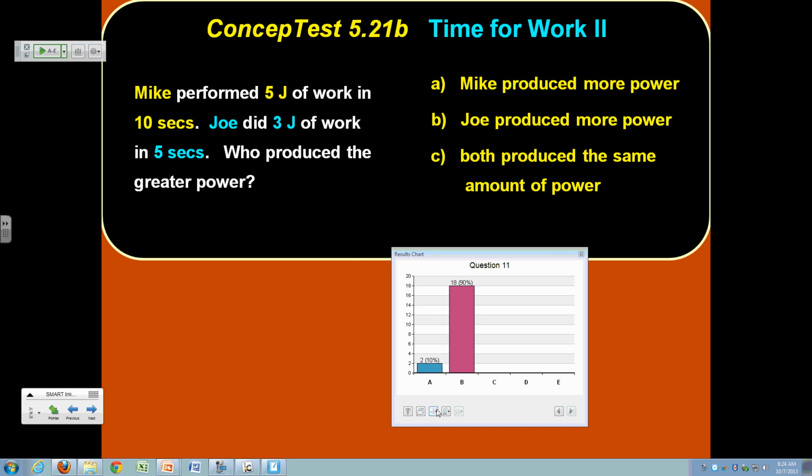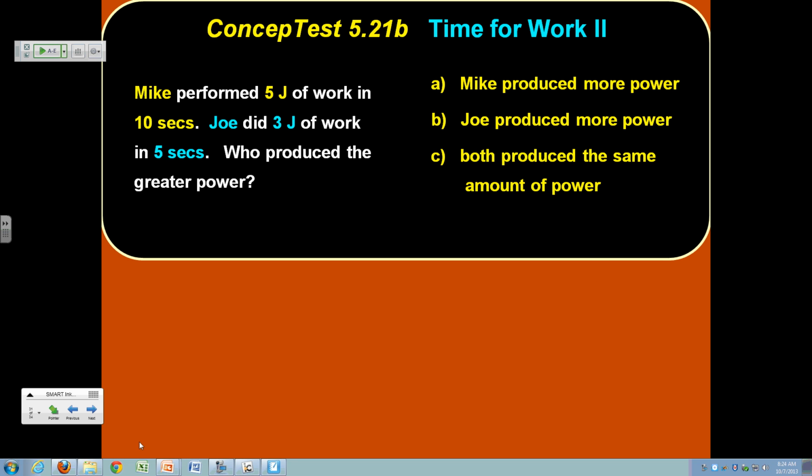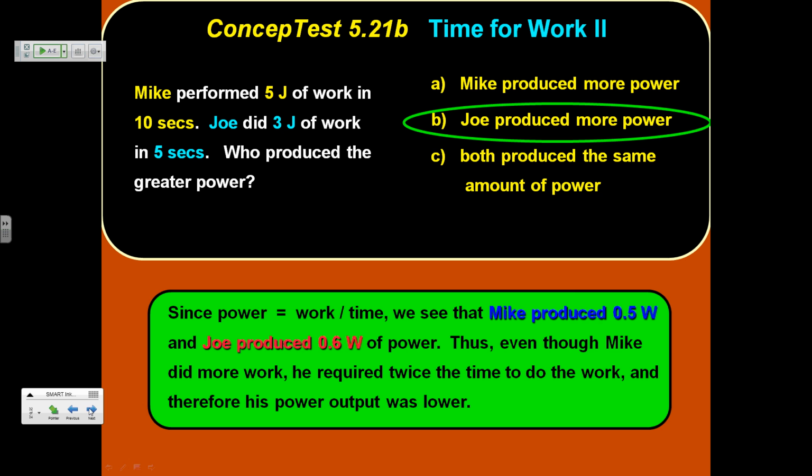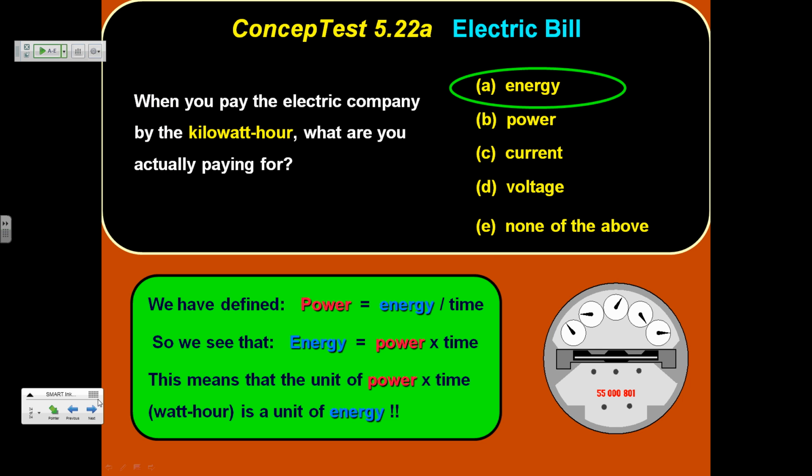Very good. Joe does 0.6 watts. Mike does 0.5 watts. It's just work over time. And finally, I'll just give you the answer to this, but a kilowatt is energy per time, and when you multiply it times an hour, that's time, you just get energy.